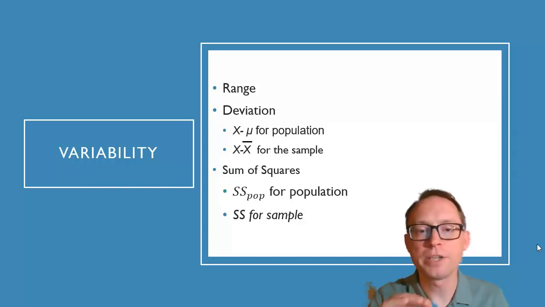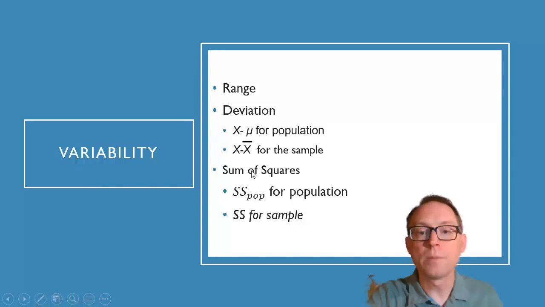So first, let's talk about the deviations. If you'll notice, this is the formula for the deviations: x minus mu. Remember, mu is the symbol for the mean when we're talking about a population. And then for the sample, x minus x bar. X bar is the mean for the sample. These are the same calculation. We just call the mean something different when we're in a population than when we're in a sample.